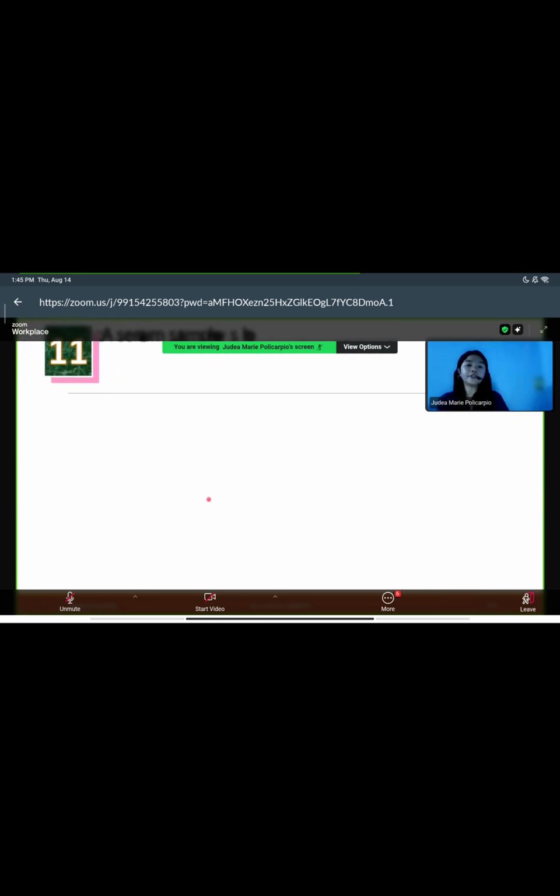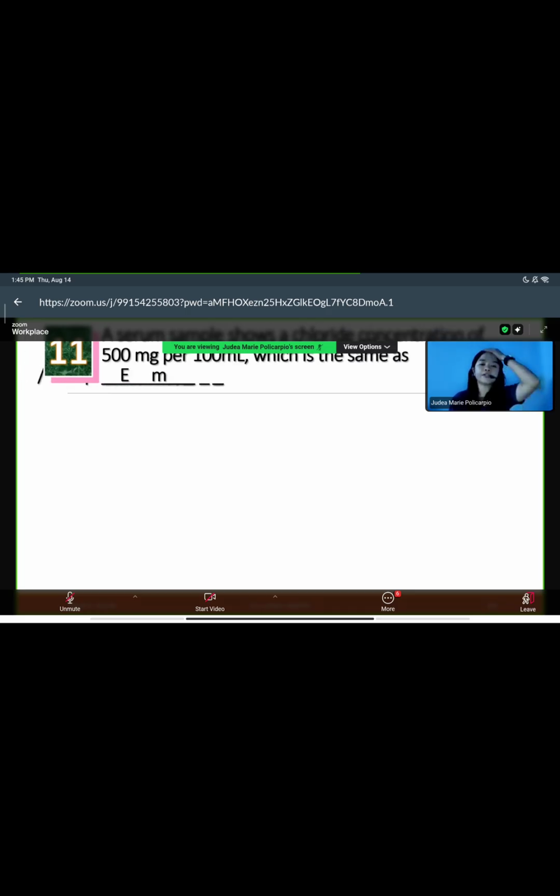A serum sample, by the way, this one was an exact recall question, shows a chloride concentration of 500 milligrams per 100 ml. And we are asked to convert it into milli-EQ per liter. So we are asked what its value will be in milli-EQ per liter. Can you still remember how we get the milli-EQ per liter? Milli-EQ per liter is the milli version of our normality.